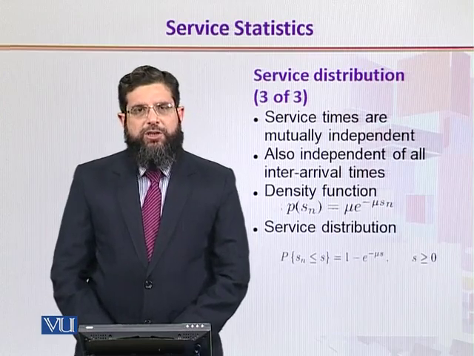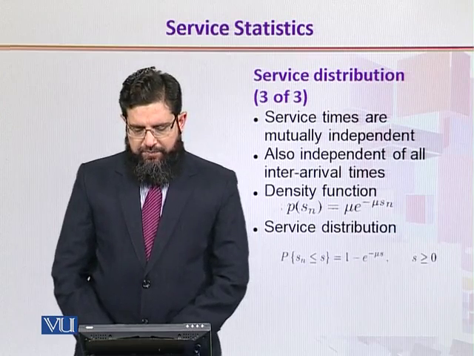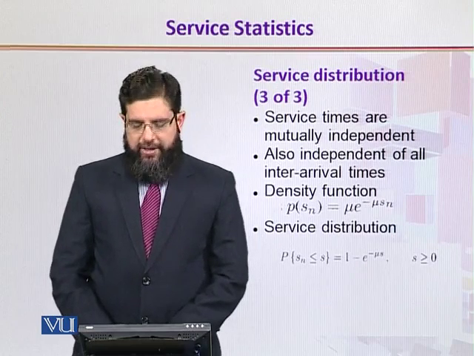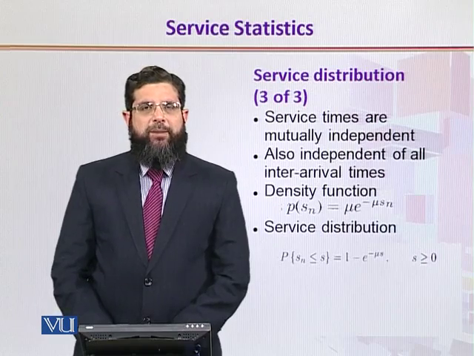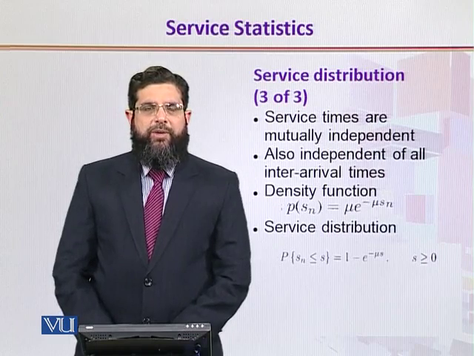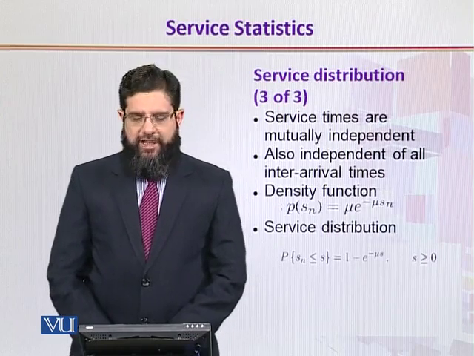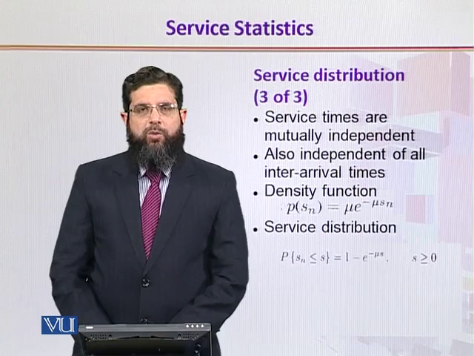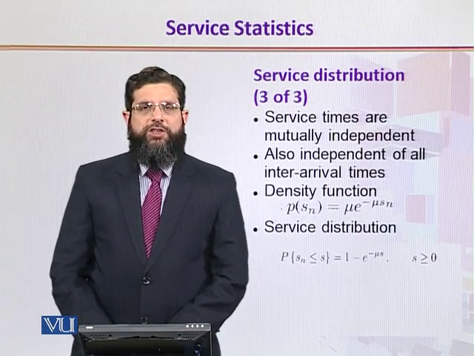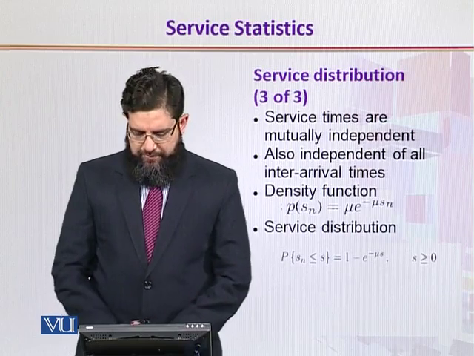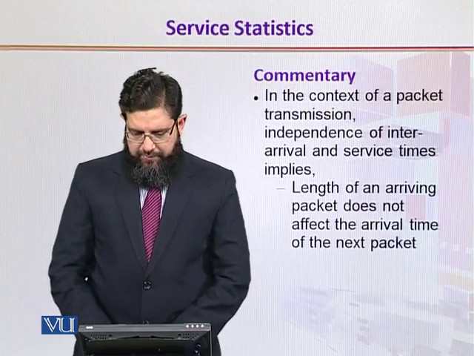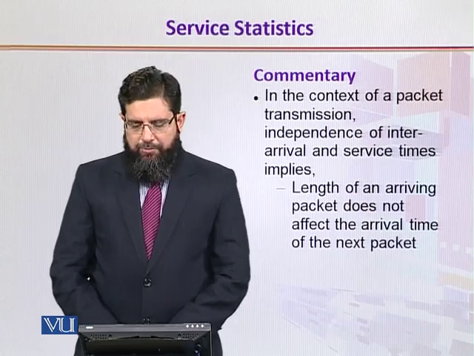The service distribution can be represented as follows: 1 minus e to the power minus mu s. This distribution helps us to understand that for a given system, if we are given the average as mu, then what is going to be the overall shape of the distribution for the service.